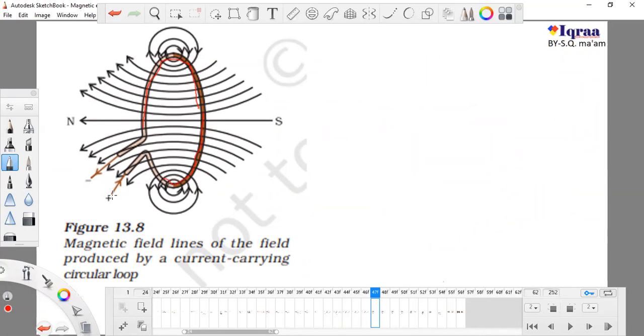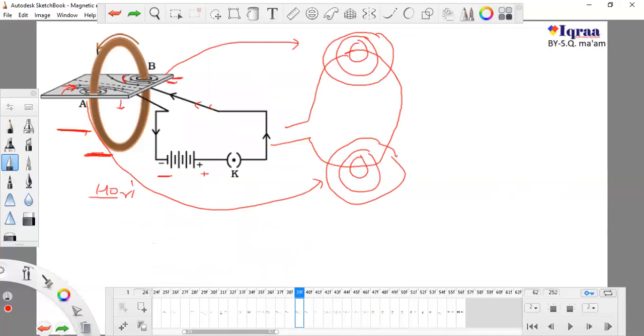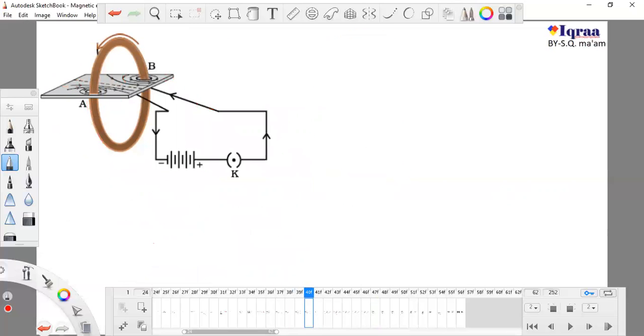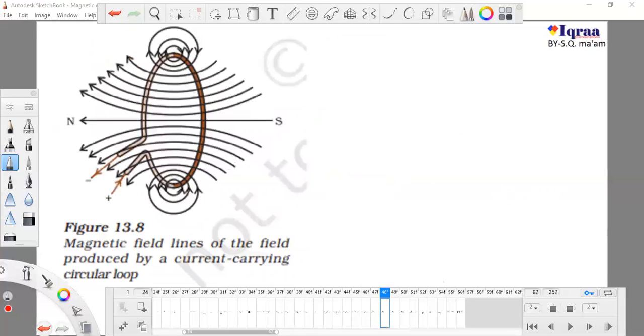Okay, now look here. This is positive and this is negative. So how will the current flow? Current will flow here in this direction, and here in this direction. So rather than drawing any type of loops and circles, I'm drawing something like this. So this is the direction of current in this case.